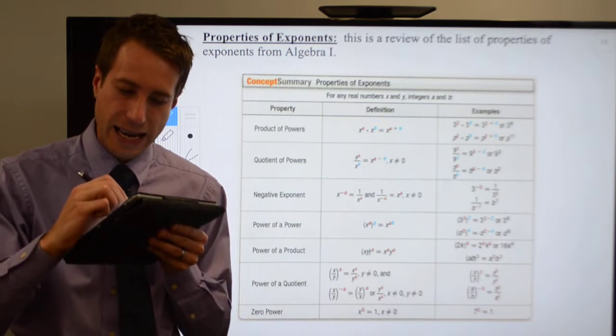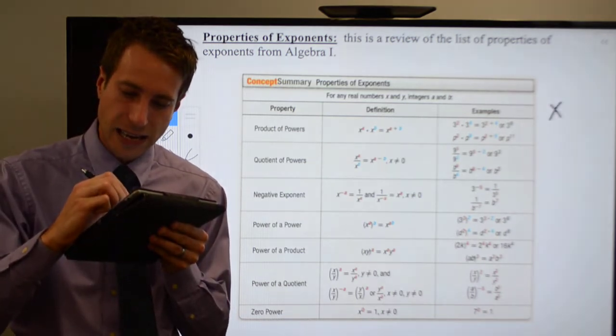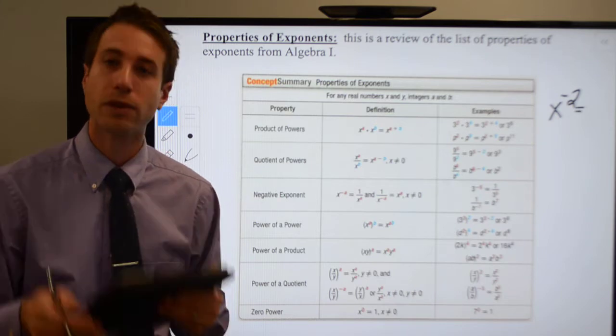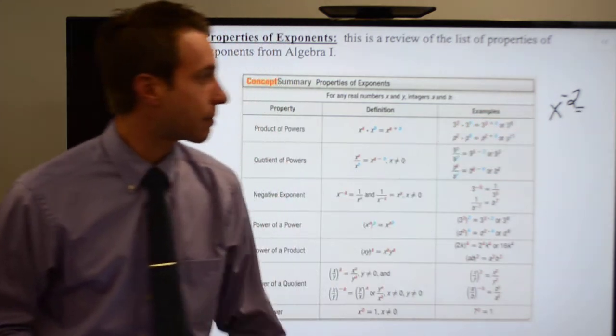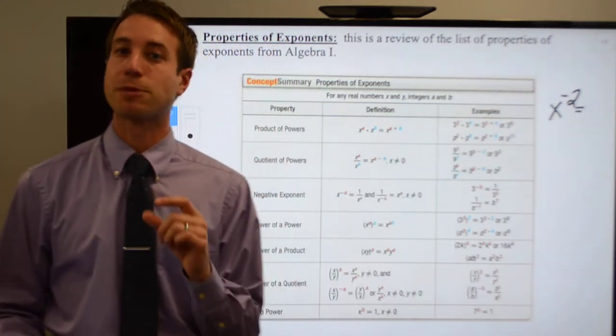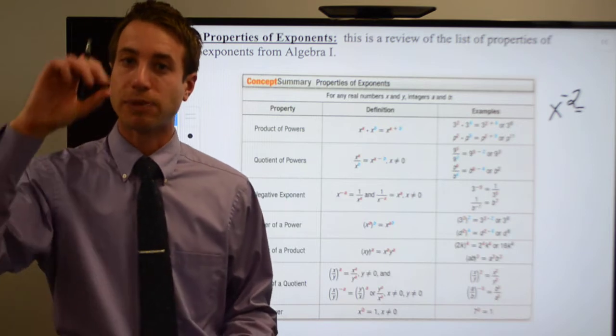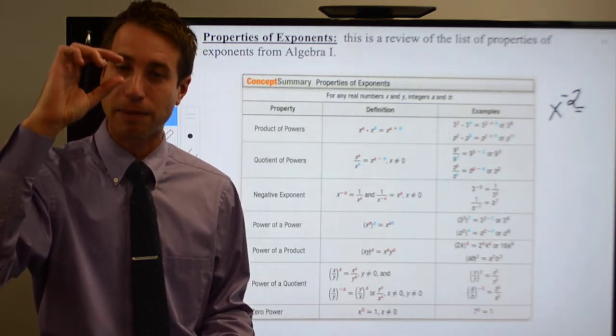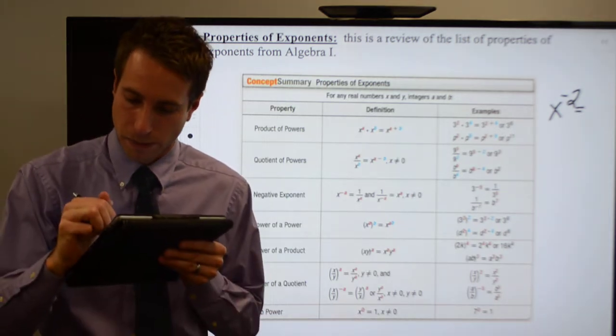If I had an x to the negative second power, in order to make that exponent positive, I just simply take that x to the negative second power and move it to the bottom.